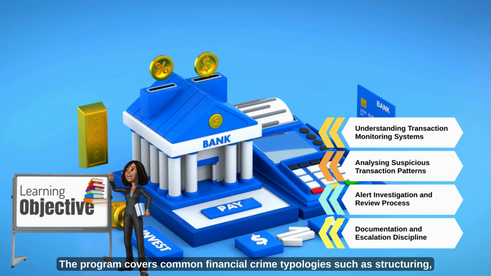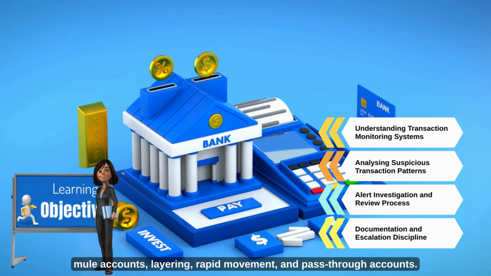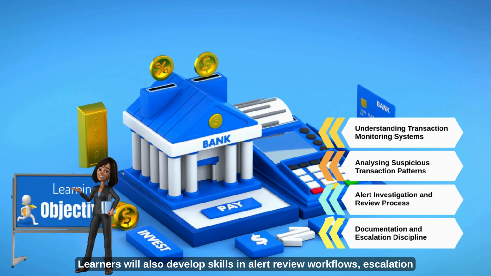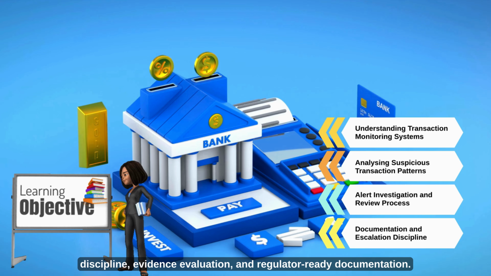The program covers common financial crime typologies such as structuring, mule accounts, layering, rapid movement, and pass-through accounts. Learners will also develop skills in alert review workflows, escalation discipline, evidence evaluation, and regulator-ready documentation.